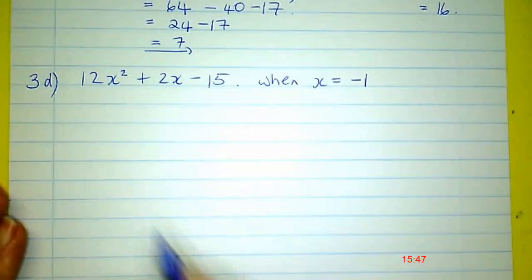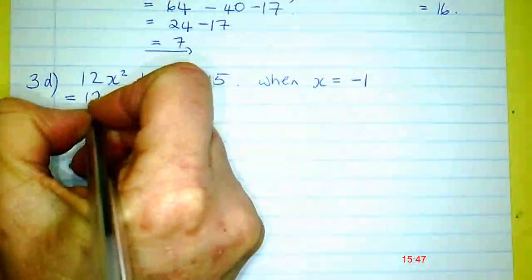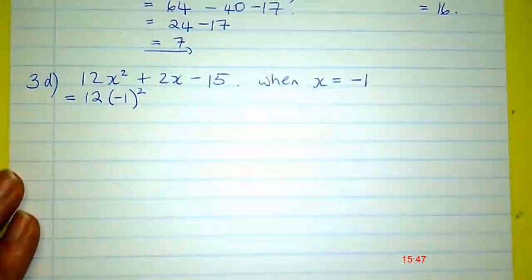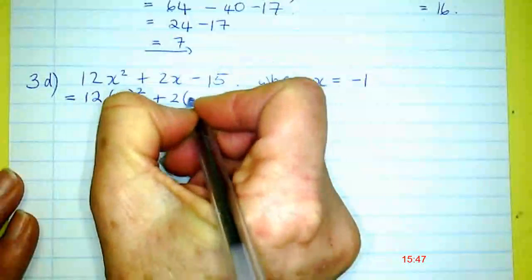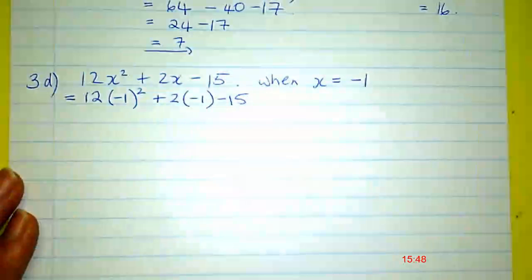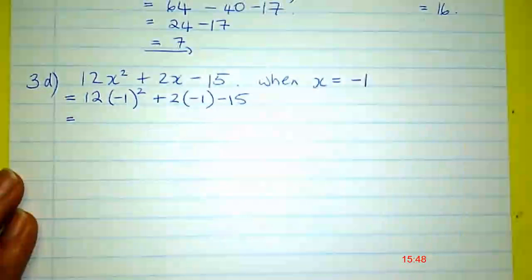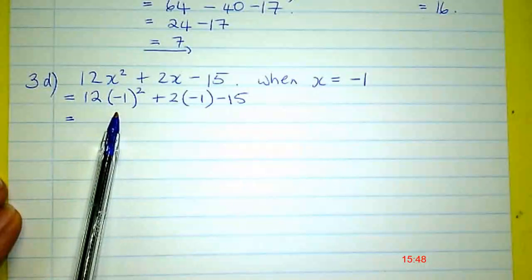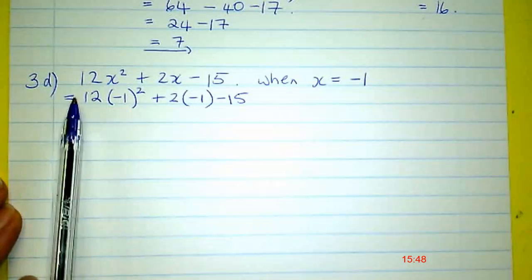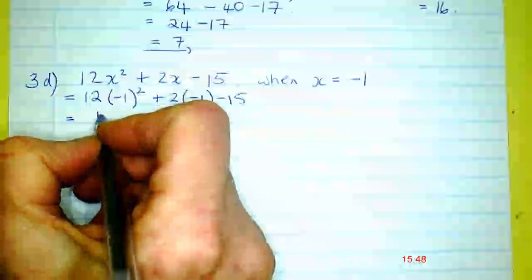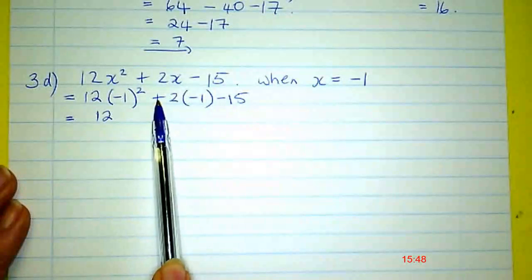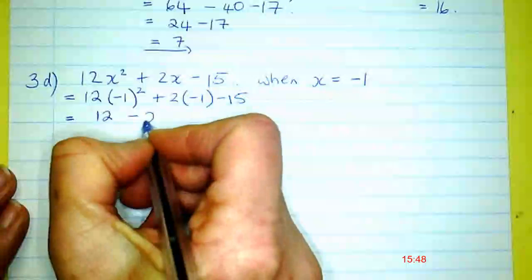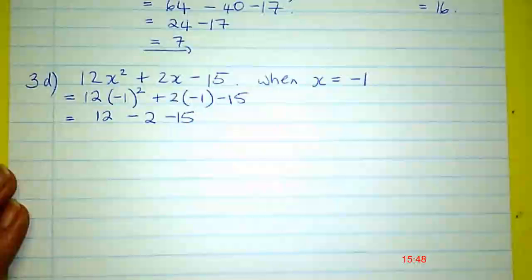Let's take it very carefully. We put down the 12. Then we put minus 1 in brackets squared. Then we put plus 2 and minus 1 and minus 15. Now, remember that if we take a minus 1 times a minus 1, the minus times the minus will give me a plus. And 1 times 1 is just 1. So this is just 12 times 1, stays 12. Then I've got plus 2 times minus 1, and a plus times a minus is a minus 2, and then the minus 15, which was our constant term, and it doesn't change.